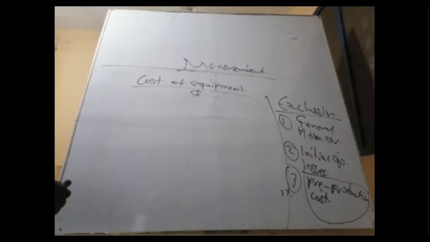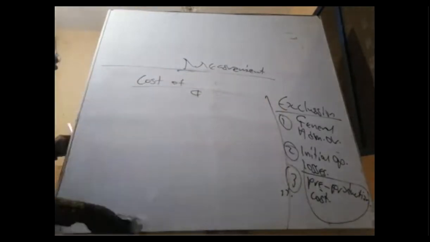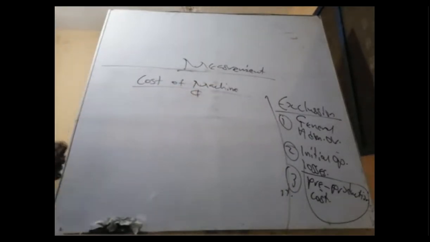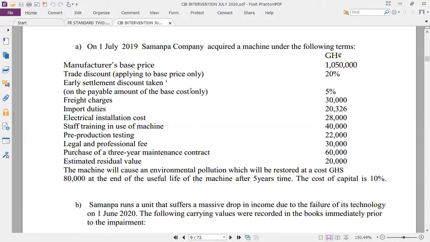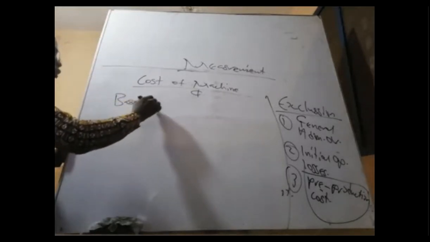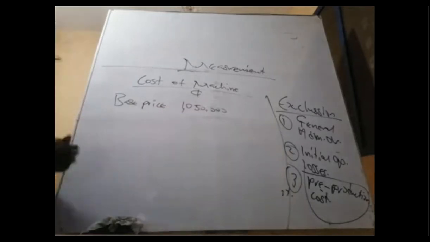Okay. So here is machine, right? So it should be cost of machine. So let's look at the cost of this machine. It said that the manufacturer's base price is 1,050,000. That will come. So that's the base price, 1,050,000. Must be part.